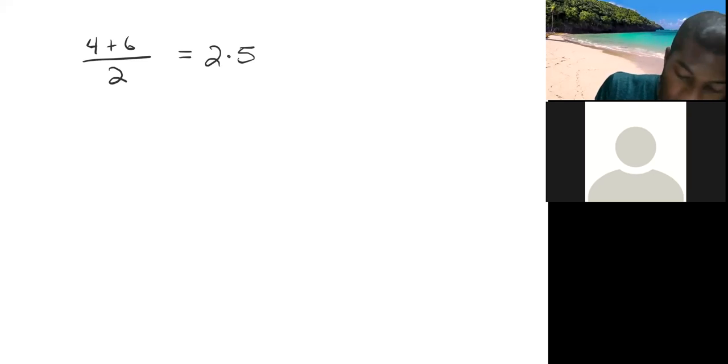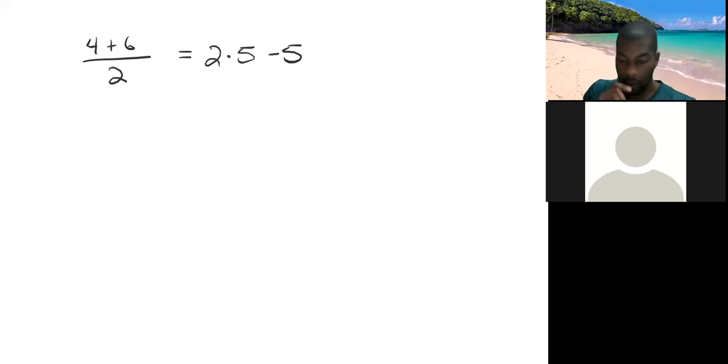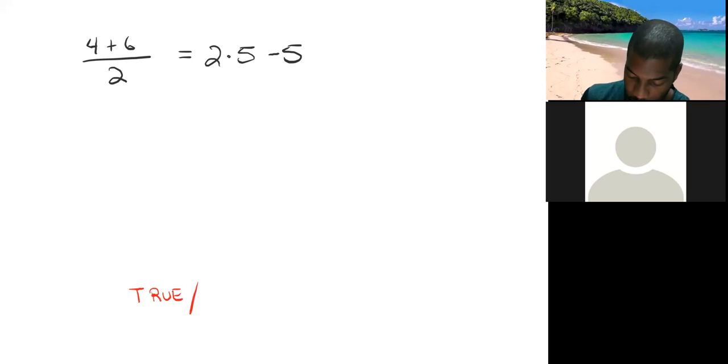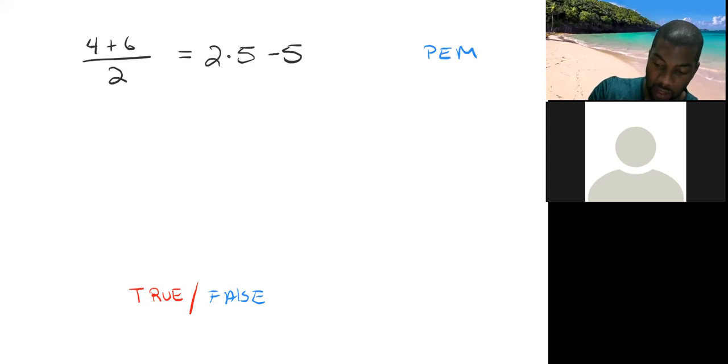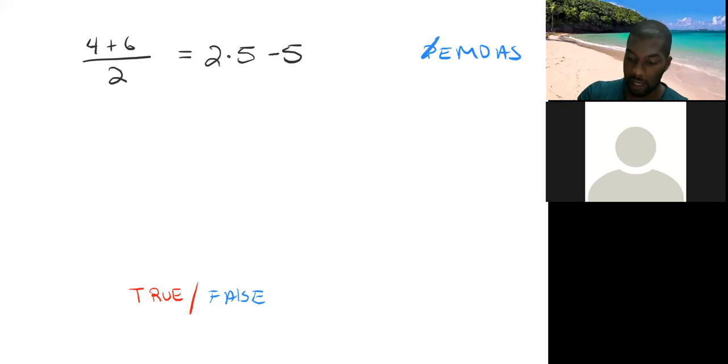All right, so we have 4 plus 6 over 2, or divided by 2, equals 2 times 5 minus 5. So is that true? Does 4 plus 6 divided by 2 equal 2 times 5 minus 5? Well, I don't know. How do we test this? Well, all we need to do is use PEMDAS. There's nothing to substitute here, so you just go straight into PEMDAS. Do I have any parentheses? I see none, so we move on. Any exponents? I see none.